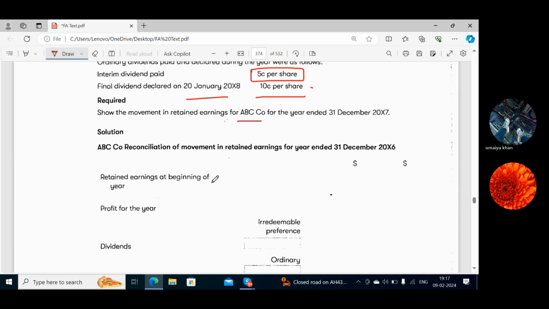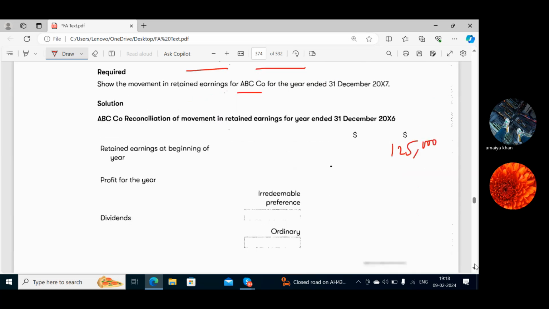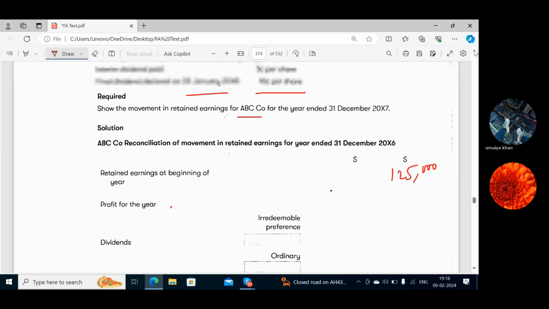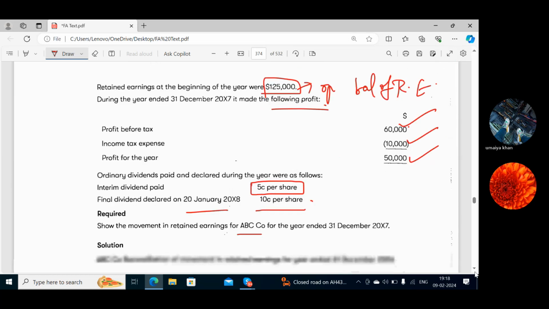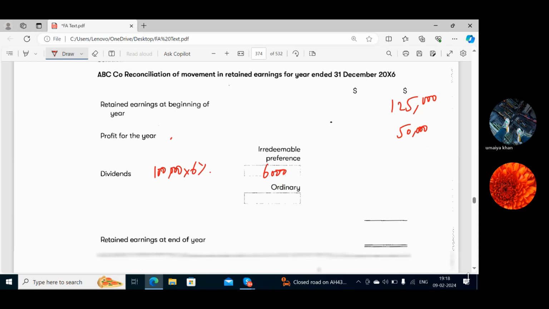First, we will take the beginning of the year amount of the retained earnings in the outer column, which is $125,000 as given in the question. So what do you mean by movements in the account? We will see how much balance is left over in the retained earnings account at the end of the year. The profit for the year, which is 50,000, is just transferred here. And then we have to see the dividends. We have already seen the preference share dividends, which is $100,000 into 6%, which happens to be $6,000. And we have seen the ordinary dividends.